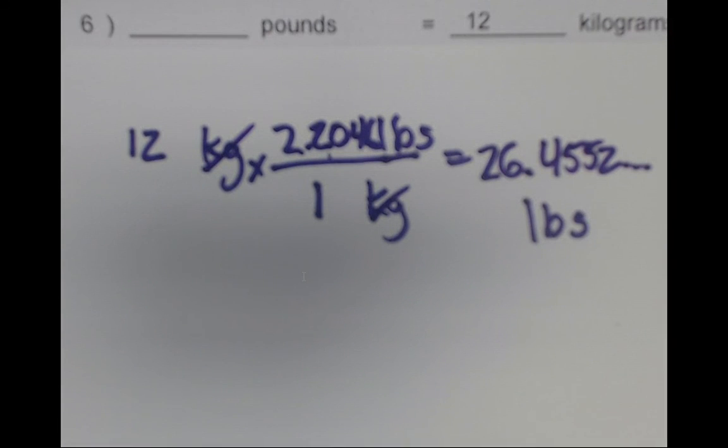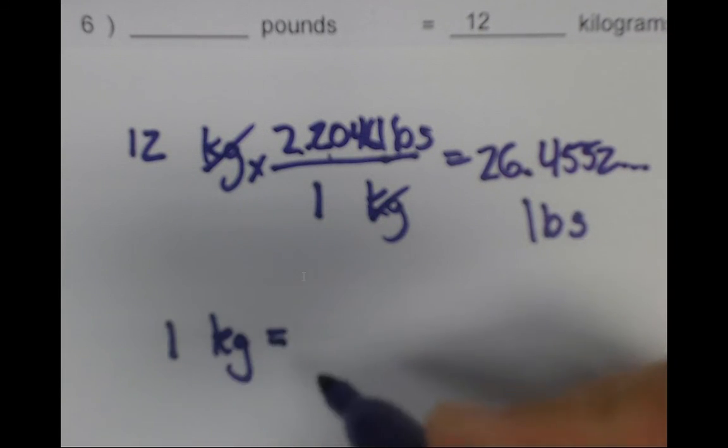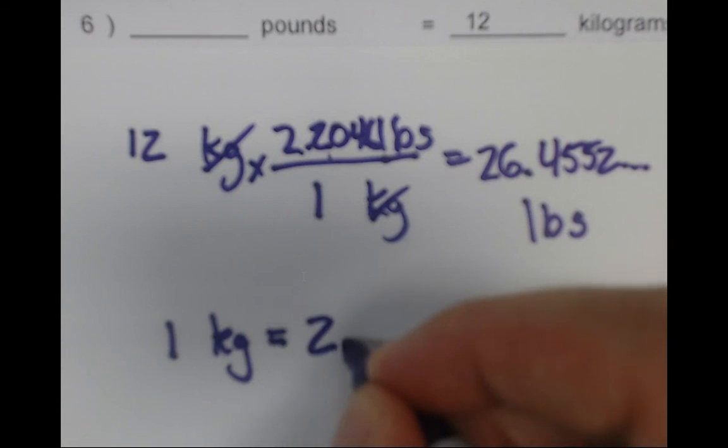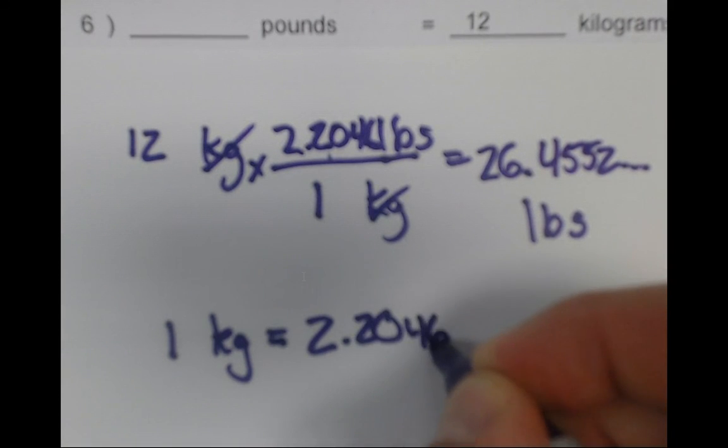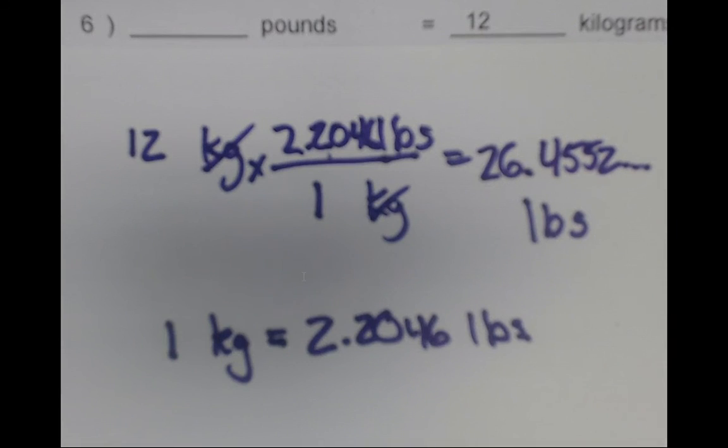Okay, so the point here is making sure you have a conversion factor where you know that one thing, in this case kilograms, equals another thing, which is 2.2046 pounds. You may have to look that up, but that's how those conversion factors work. Okay, so feel free to give it a try. Look at this as often as you want. Do what you need to do.